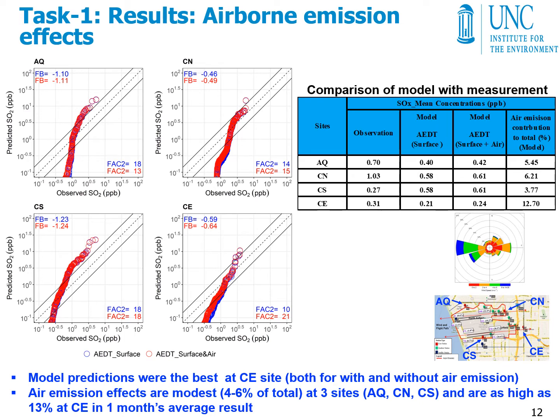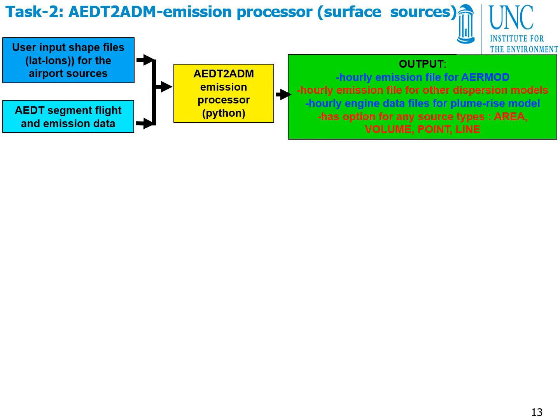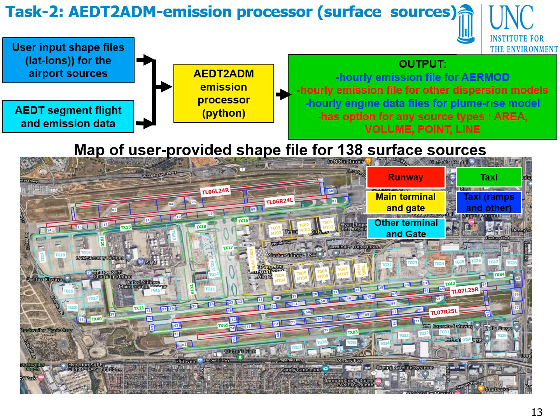This slide explains the AEDT to emission processor. The yellow color is the AEDT to AERMOD emission processors, and this shows the input output flow structure, which I already explained in my earlier slides.